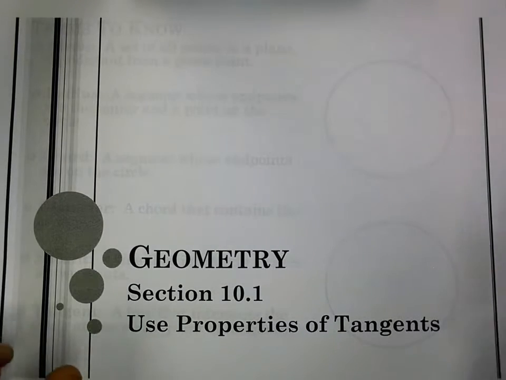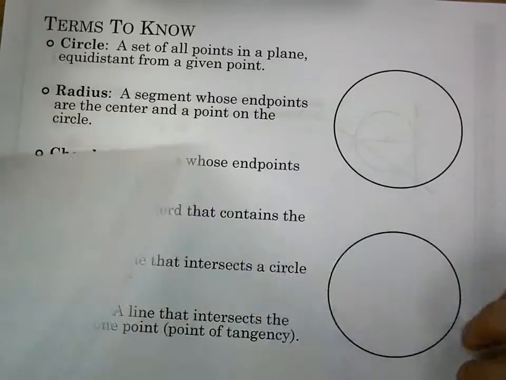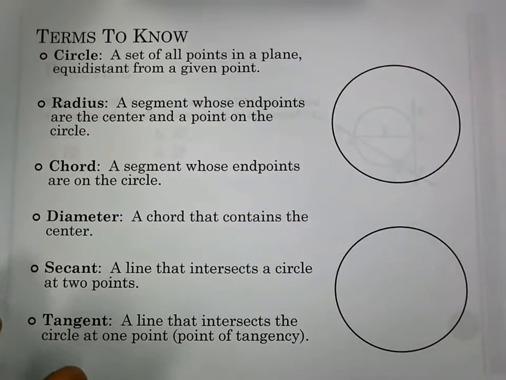For section 10.1, it's titled Using Properties of Tangents, but this is also our first section in the chapter on circles. So we're going to have to first go through a few terms we're going to use throughout the chapter. First off, a circle is a set of all points in a plane equidistant from a given point.